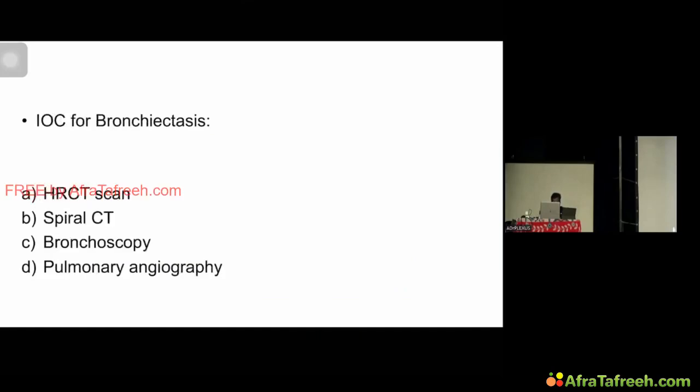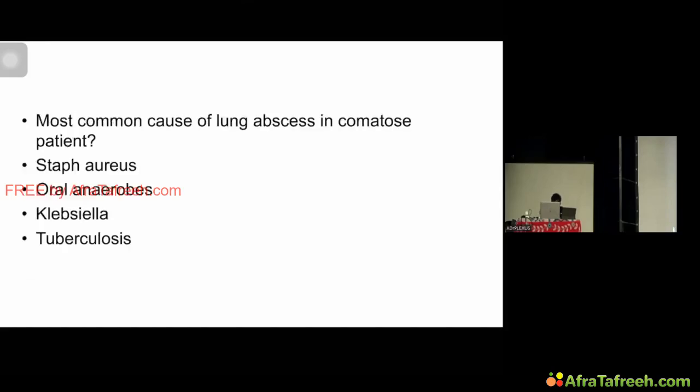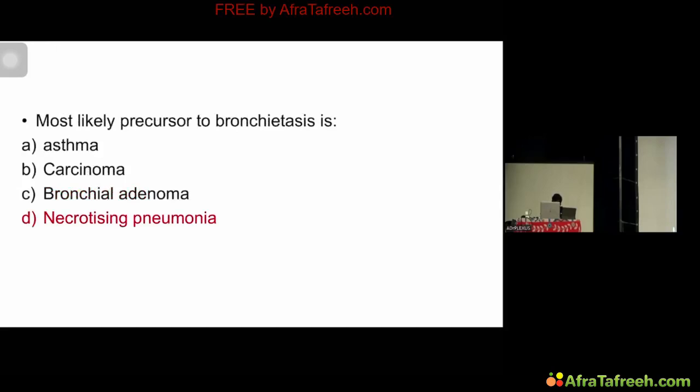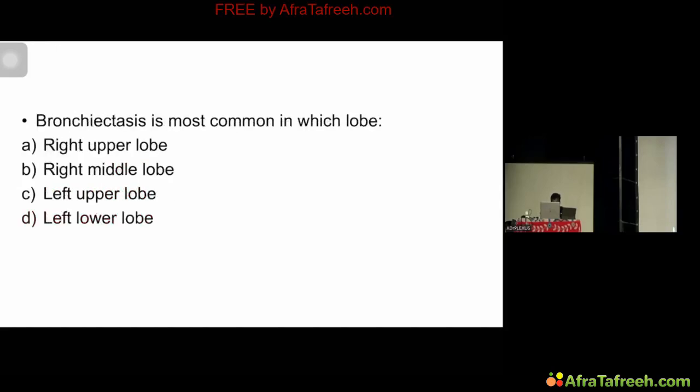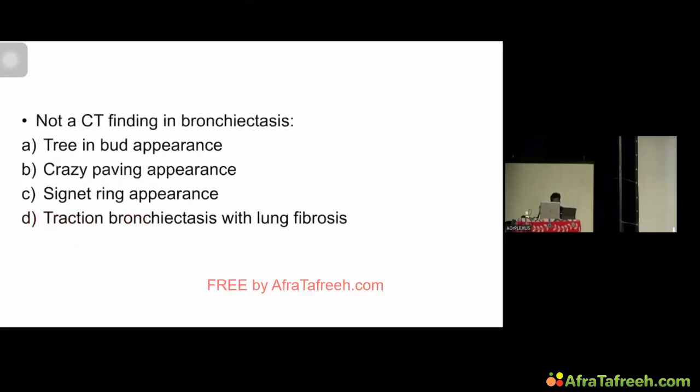Investigation of choice for bronchiectasis, HRCT. Most common cause, okay, leave this. Bronchiectasis is most common in which lobe? Left lower lobe. Not a CT finding in bronchiectasis: ground glass, crazy paving pattern.